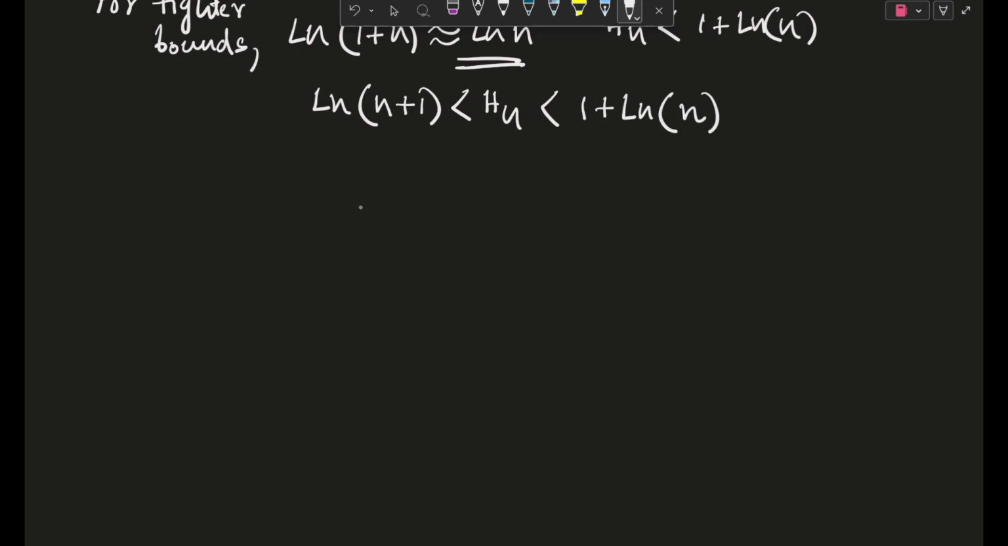And now actually our job is done. Why? Because first thing is, okay, let's put the value of n equals to 100. So ln of 101 is less than h of 100 is less than 1 plus ln 100. And now take ln on both sides.